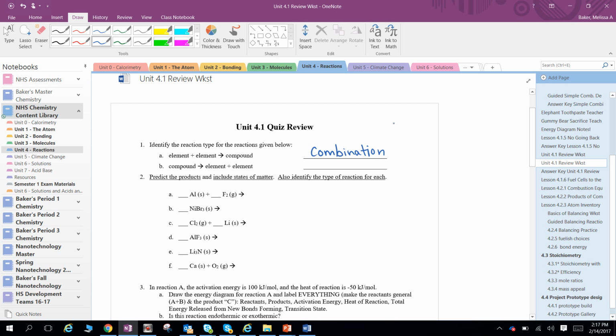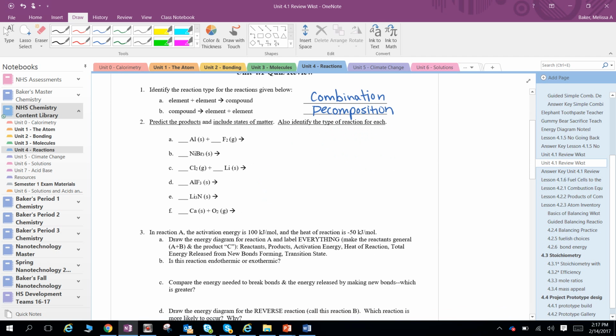In letter B, if you've got a compound and it's breaking down into elements, that is a decomposition reaction. There's one reactant and there are at least two products. So now we're actually going to predict the products of some of these reactions and identify what type they are.